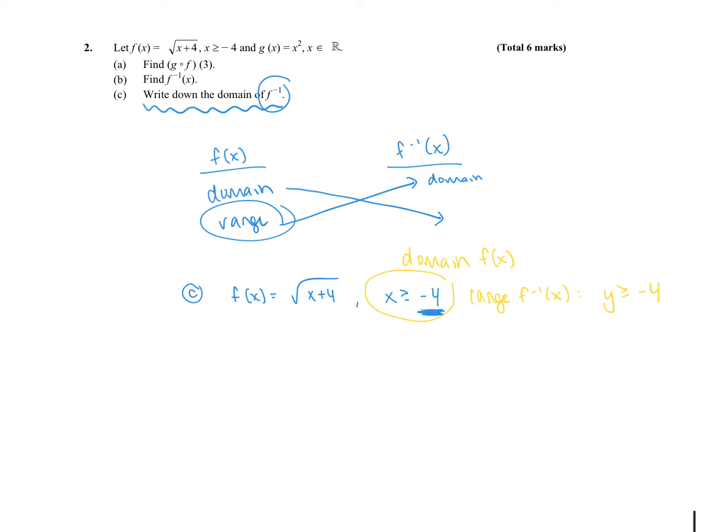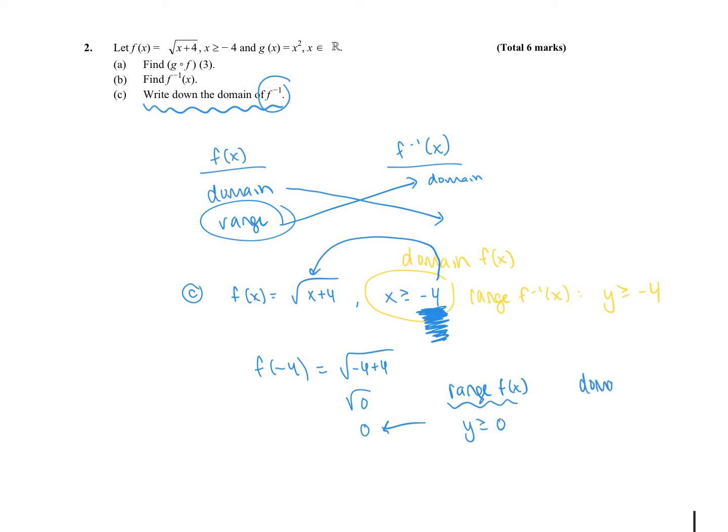Now this is the absolute lowest point that we can use for x. So if we plug in the lowest point we can use for x, that will give us our lowest y value. Okay, so I'm going to plug in f of negative 4, and I get the square root of negative 4 plus 4, which is the square root of 0, which is 0. So when I plug in the lowest x value that I can plug in, this is the lowest y value that I will get out. So the range of the original would be y is greater than or equal to 0.